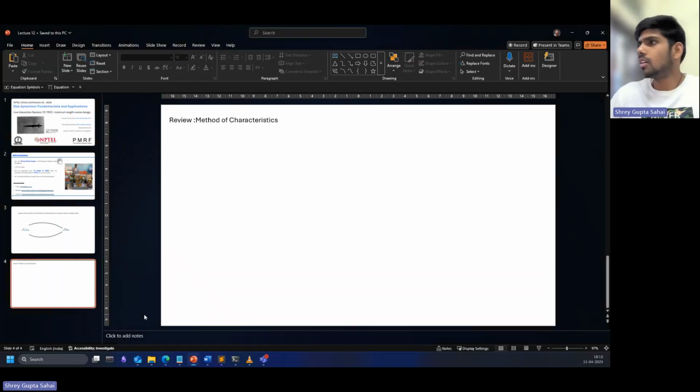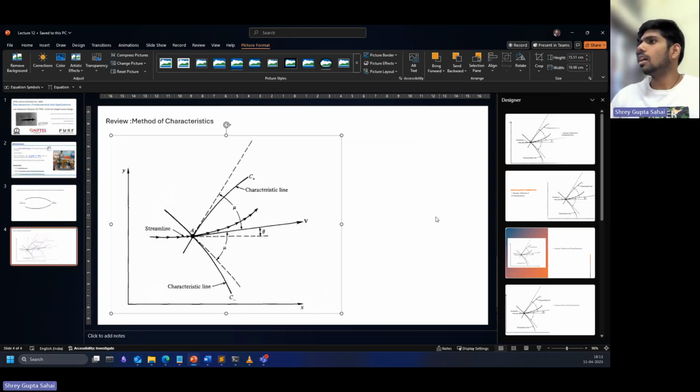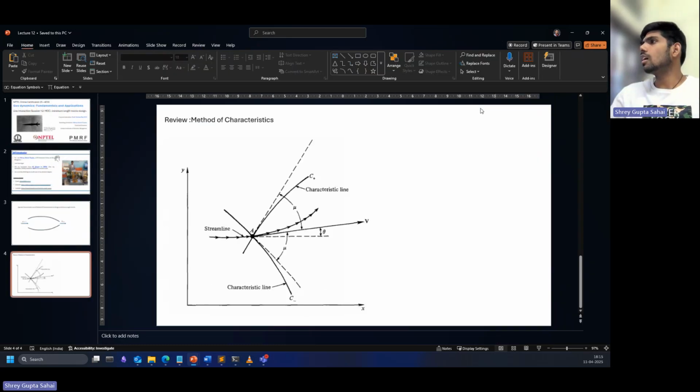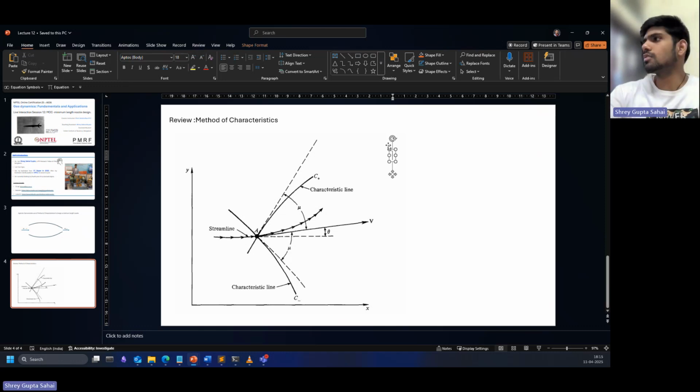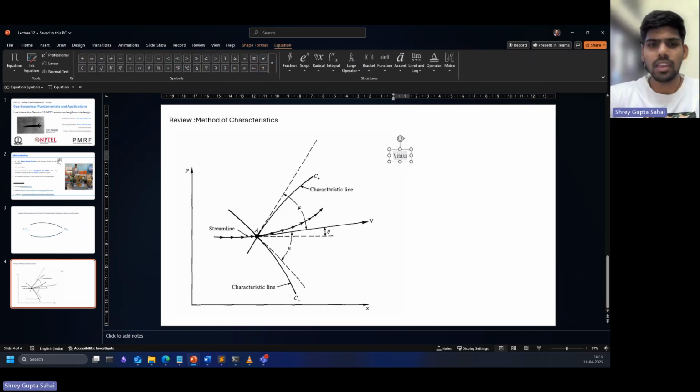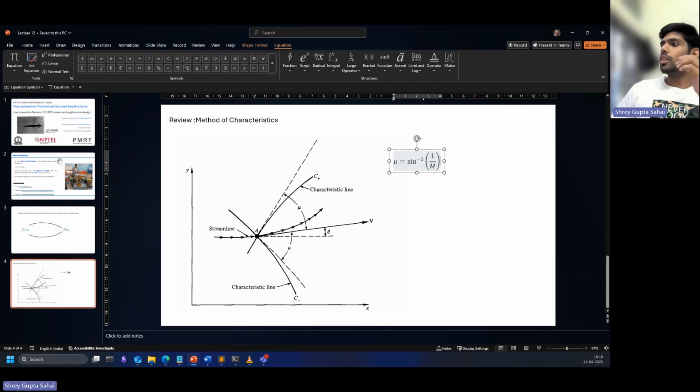And we have looked at it before when we were looking at unsteady flows. Essentially, there is this first angle that we want to discuss, I think it's called the Mach angle. So this is called the Mach angle. This is sine inverse 1 by M. Okay. Now, what does this mean?